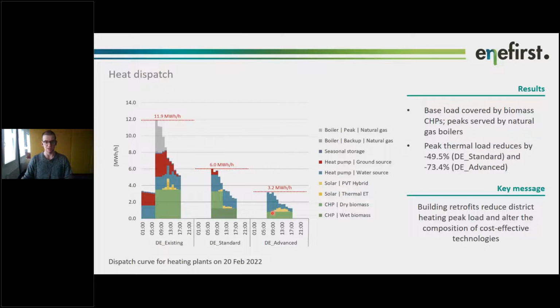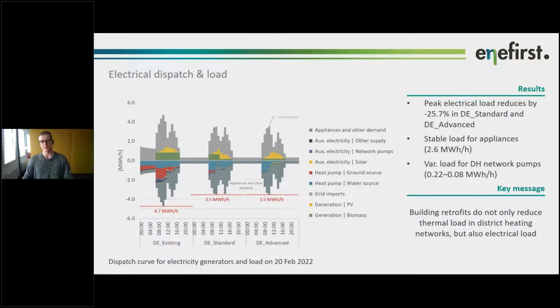For example, here in the advanced scenario, there's no need anymore for ground source heat pumps to meet heating demand or heating load. And again, a brief reminder that all of these scenarios are reaching the same greenhouse gas levels in the long run, but just with different means. A similar thing can be observed for electrical dispatch and electrical load.